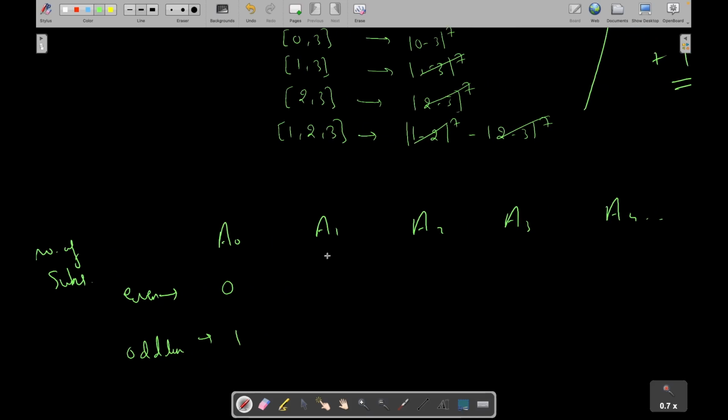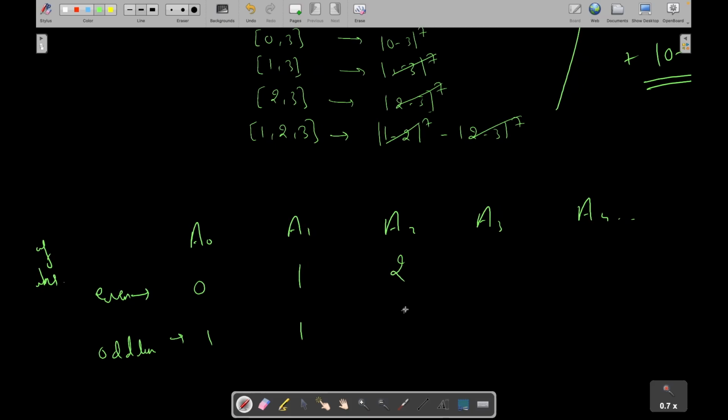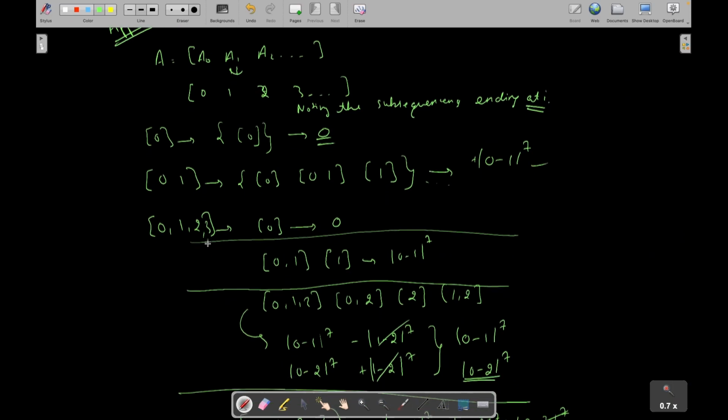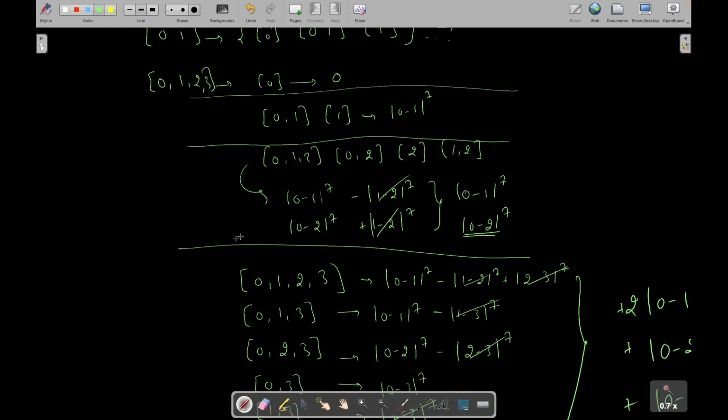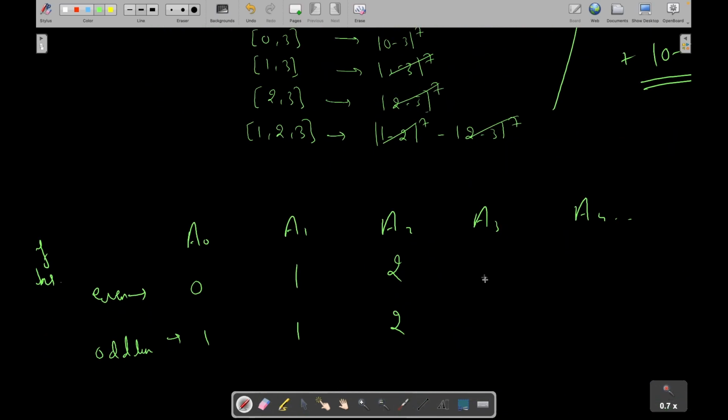For a1 it is also 1 and 1. For a2 the number of subsequences with even length is 2, and odd length is equal, right? We can even see it. Similarly for a3 it will be 4 and 4, and for a4 it will be 8 and 8, and so on.